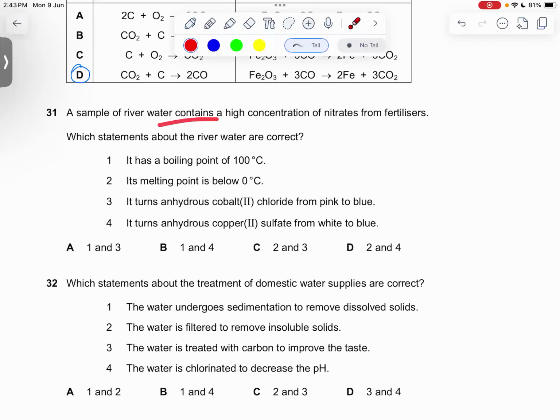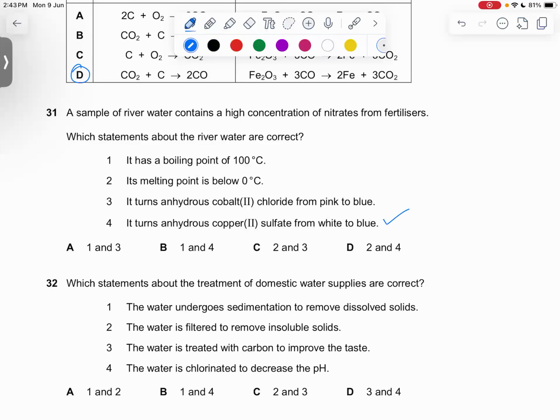A sample of river water contains a high concentration of nitrates from fertilizers. Which statements about the river water are correct? It has a boiling point of 100 degrees. No. If it is impure, then it can't have fixed melting and boiling points. All right. It turns anhydrous cobalt chloride from pink to blue. No, from blue to pink actually. It turns anhydrous copper sulfate from white to blue. That is true. Okay.